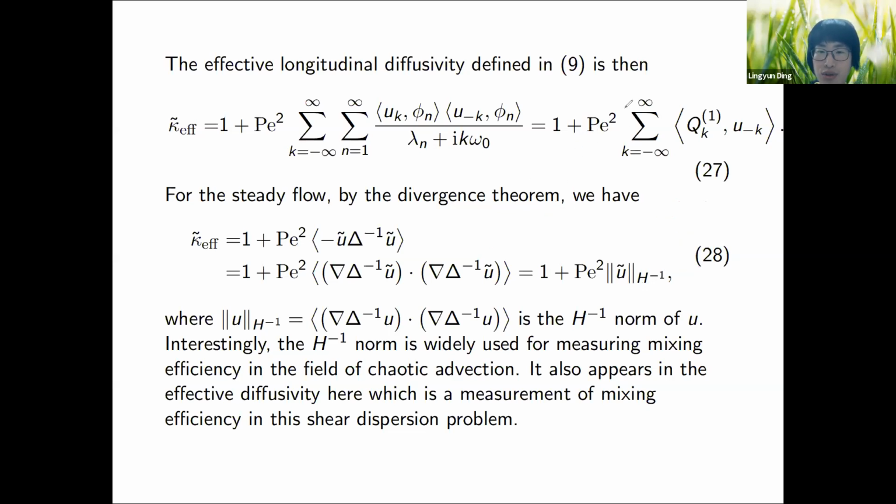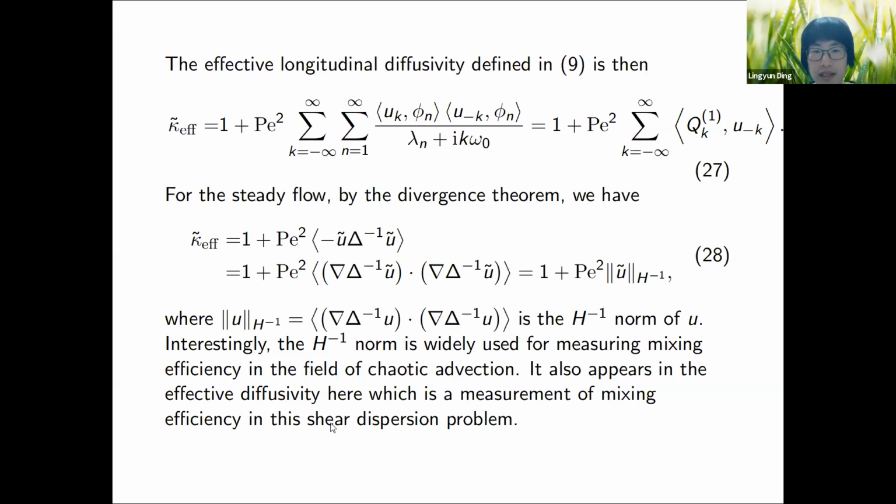Okay, why is the H-1 norm interesting? Because there's a field called chaotic advection. We know usually we use the variance to measure the degree of mixing. However, if the diffusivity is very weak, or the flow is very strong, in that case, we can assume the diffusivity is 0. When diffusivity is 0, by some calculation, we can show that the variance is constant for a system governed by the advection diffusion equation. That means in such a system, the variance is not a good quantity to measure the degree of mixing. So people propose that we can use the H-1 norm to measure the degree of mixing. So that is actually a very good measurement, even if there's no diffusivity.